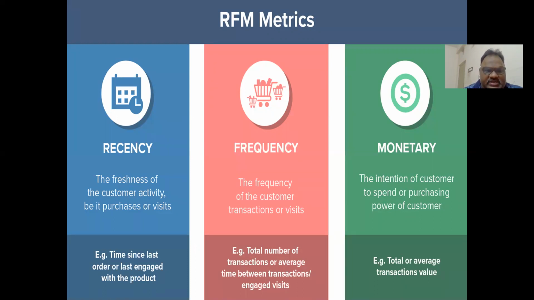Recency means the time since the last order or last engagement with the product. Frequency means the total number of transactions, or the average time between transactions and engaged visits. And monetary means the total or average value of transactions per visit. With the help of these three variables, recency, frequency, and monetary, we will find out how to cluster our customers. The main objective of RFM analysis is to find out which customers are the best customers, which are the worst customers, whom to target, and to whom to give the loyalty card. So these are the basic questions that can be solved with the help of RFM analysis.